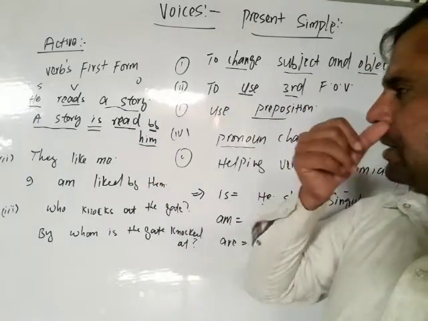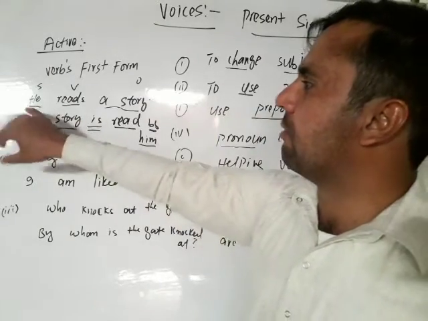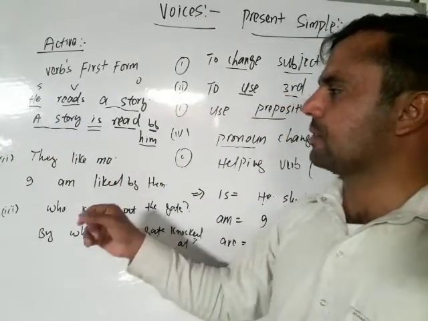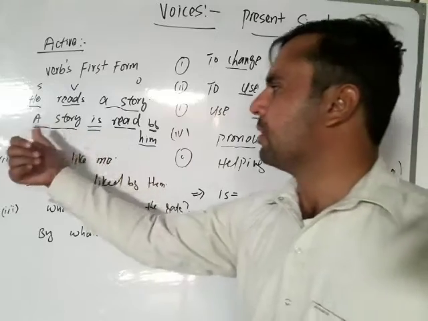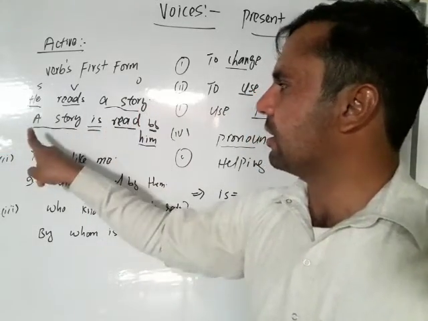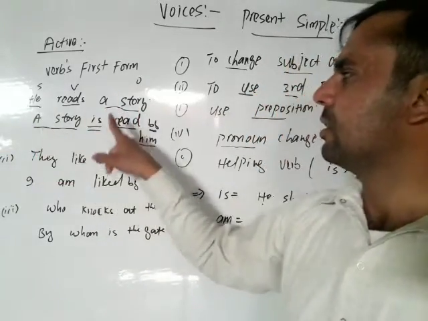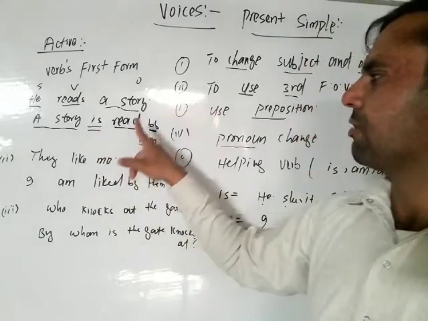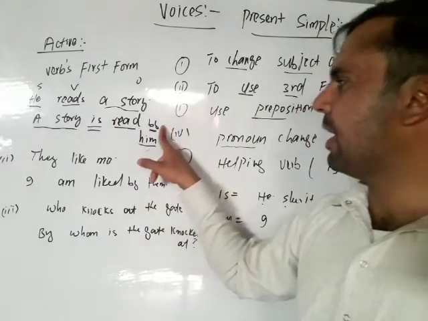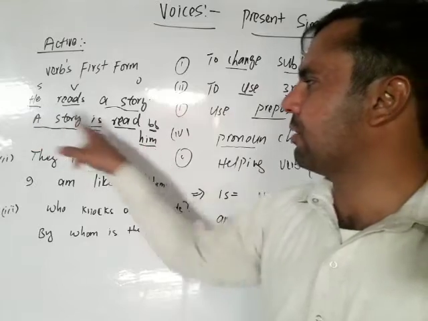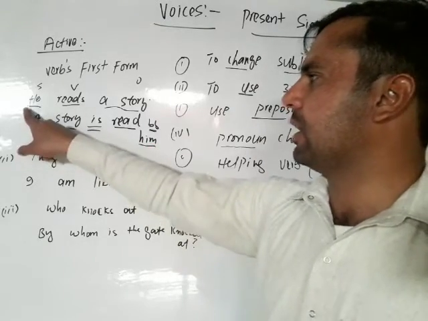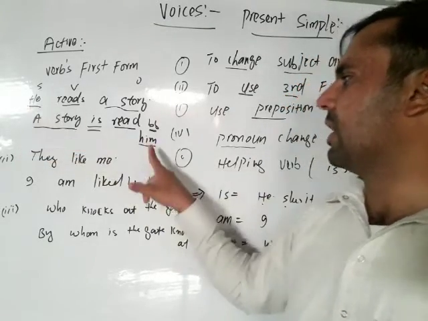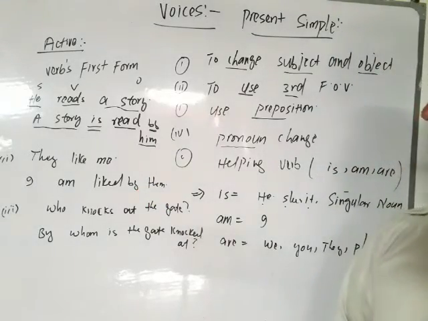So these are the changes we make while we change a sentence of active voice into passive voice in present simple. We put the object in the start, we use the helping verb with it, we use the third form of verb, we use by, and we change the pronoun, and we put the subject at the end of the sentence.